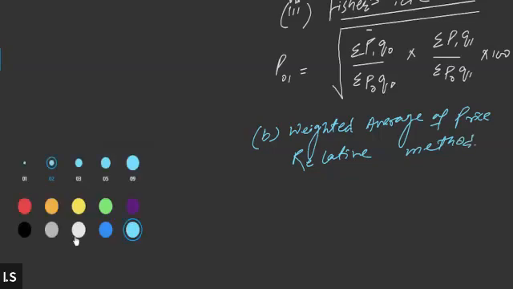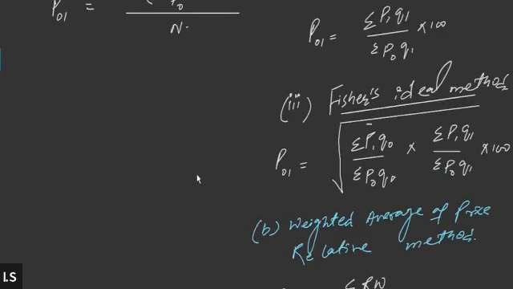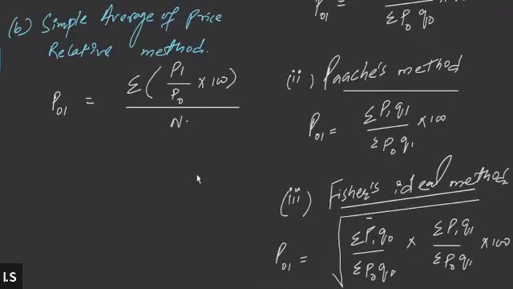So what is the weighted average of price relative method, sir? It is very simple. P01 equals sigma RW divided by sigma W into 100. This is the formula for calculating the weighted average of price relative method. So these are the different formulas that we will be doing in this question. After completing this, I think this chapter will be over, except for a few things. All of these formulas are equivalent to almost 80-85% of this chapter.